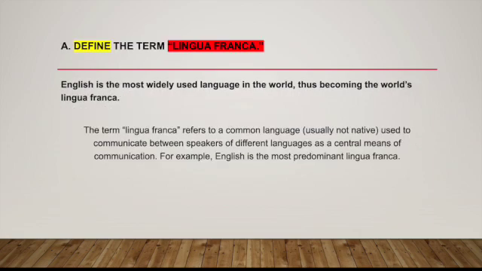Okay, up first we have A. Define the term lingua franca. As you can see, I highlighted the question word, or what it's asking, in yellow. And then I highlight any important terms or specific things that the question asks for in red. For this question, they're wanting us to define, so usually that can be a sentence or two.